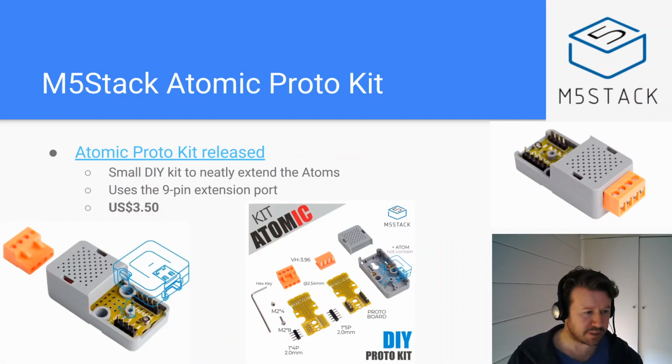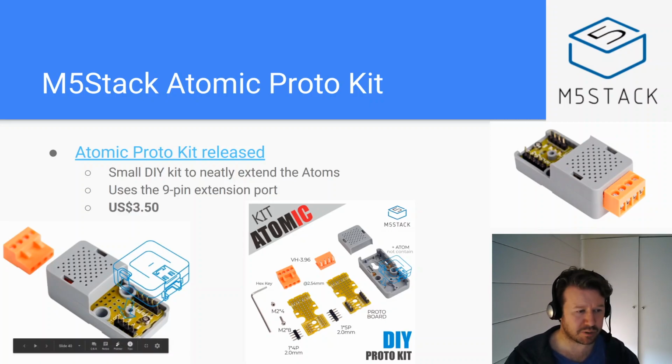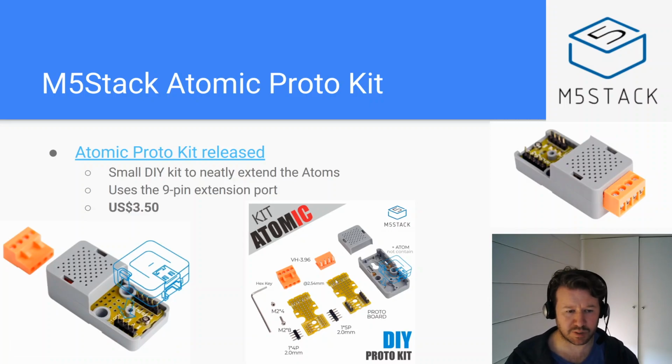And they've started releasing ways to expand the atoms as well. So this is the atomic kit, which allows you to drop in one of the atoms on the front of it and have just a little area for prototyping. So if you want to extend it with like a sensor of your own, this is a really neat way to do it, and it's $3.50 US.